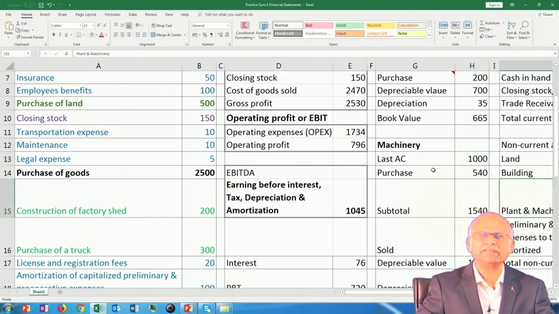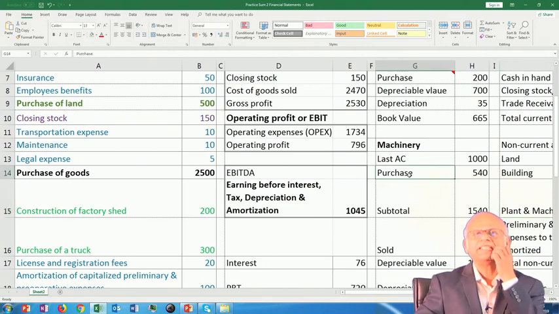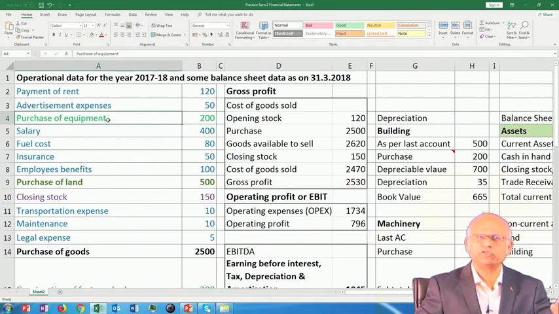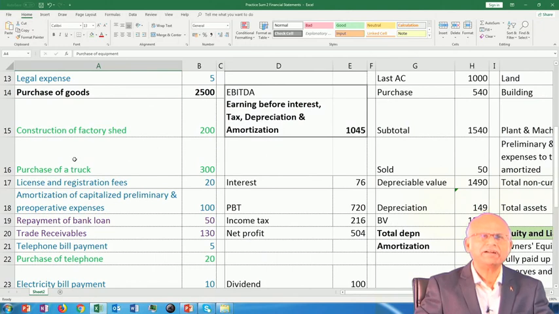I am not going there just to save time. Then you have to see whether we have made purchases of new machines. So, you have to now visit the entire list of general ledger items. Purchase of equipment is one. So, this is 200. Then purchase of land is not part of it, because land is not depreciated. Then purchase of truck is another one. So, 200 plus 300 makes 500.